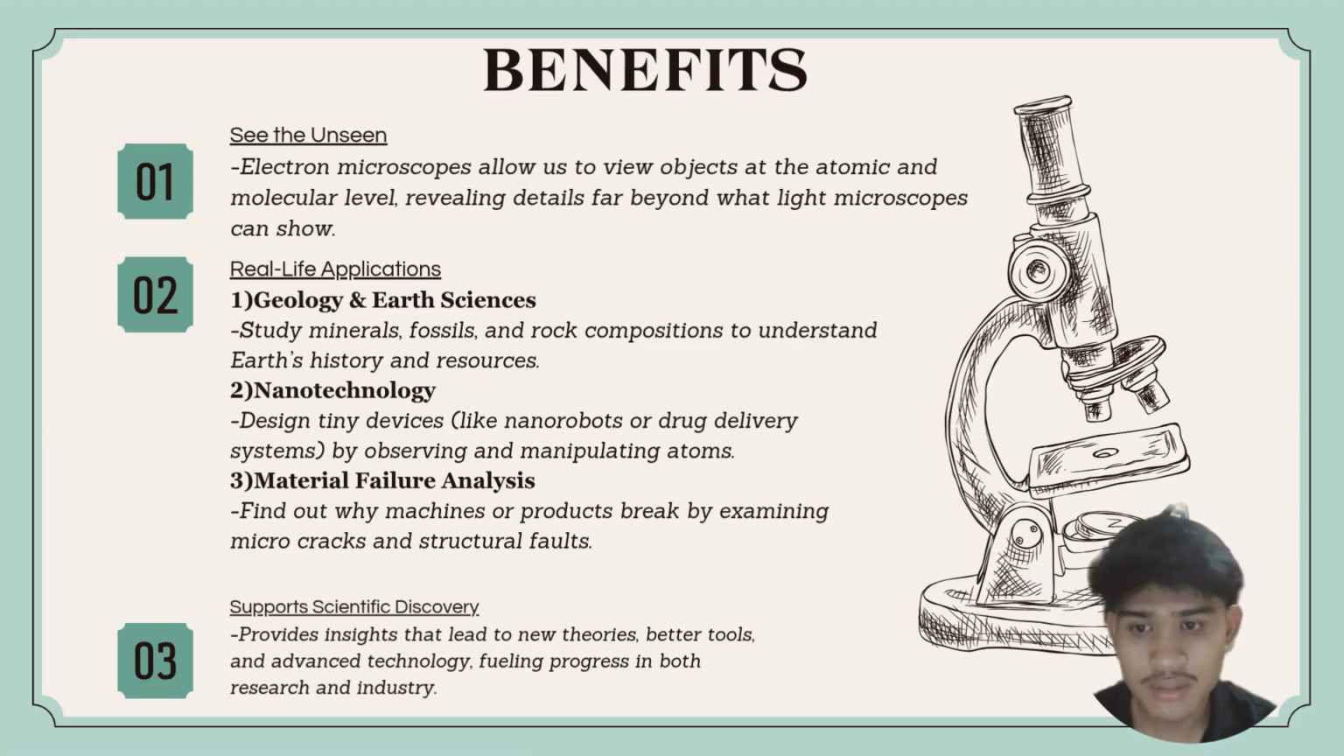In geology and earth science, we use them to study mineral, fossil, and rock composition to understand Earth's history and resources. In nanotechnology, electron microscopes help design very tiny devices like nanorobots or drug delivery systems by letting us observe and control atoms. For material failure analysis, we can find out why machines and products break by examining microcracks and structural faults. Finally, they support scientific discovery by giving insight that helps develop new theories, better tools, and advanced technology in both research and industry.